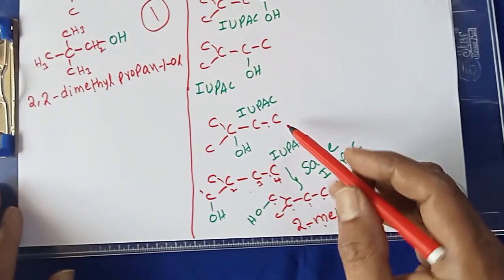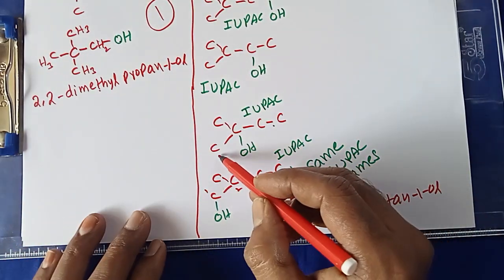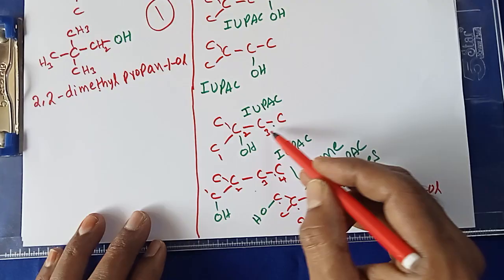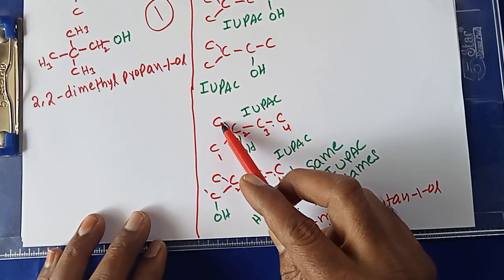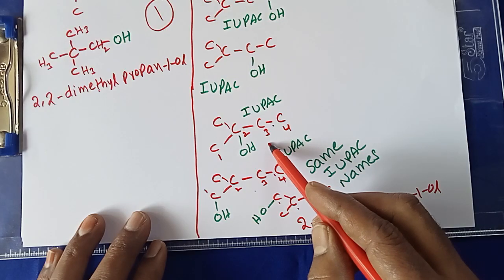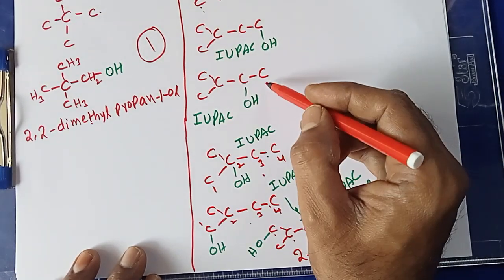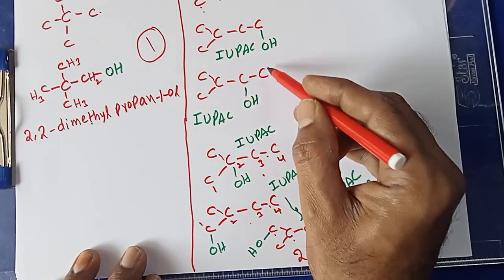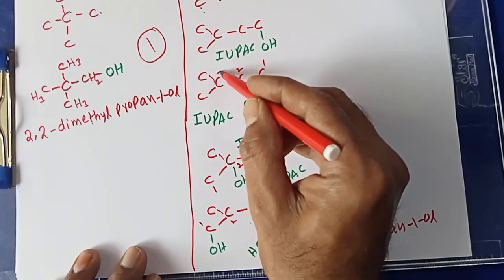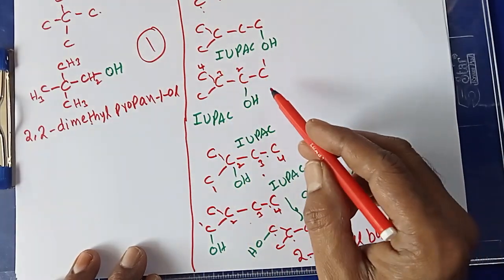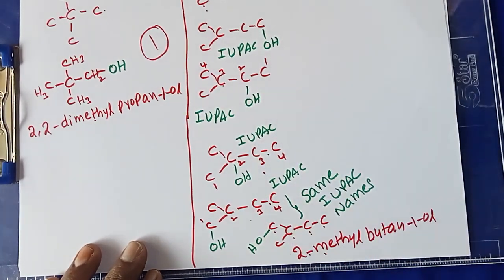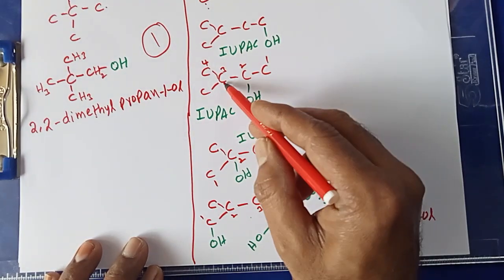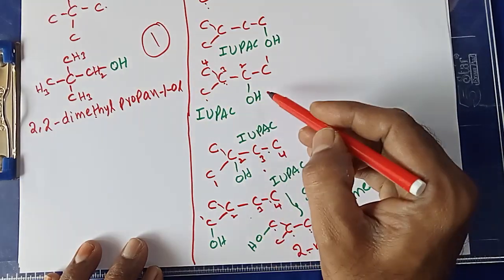But if you write down this one numbering, IUPAC numbering, which side? 1, 2, 3, 4. So what is this IUPAC name? 2-methyl butane 2-ol. And numbering this side because function group this side. So 1, 2, 3, 4. So what is this name? 3-methyl butane 2-ol.